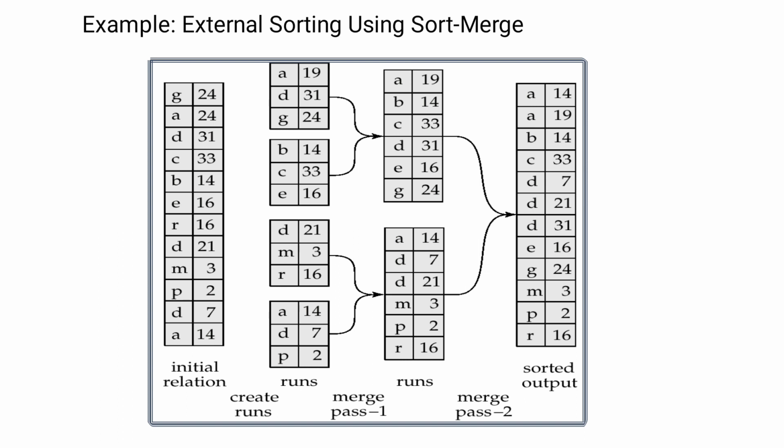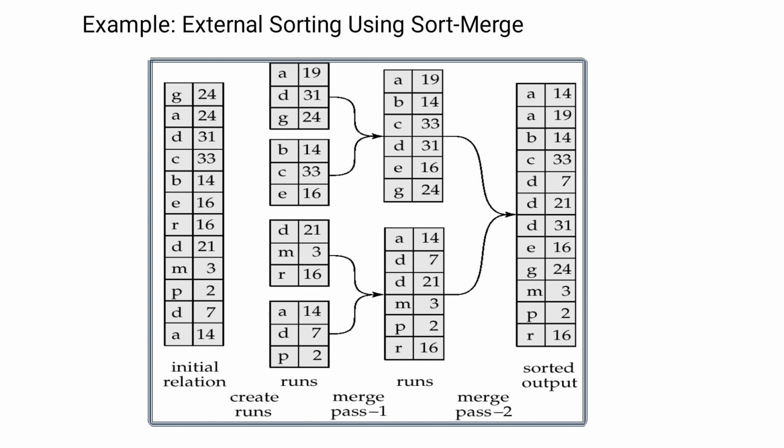This figure shows an example of external sort merge. Here, it is assumed that only one tuple fits in a block, and memory holds at most 3 page frames. During the merge stage, 2 page frames are used for input and 1 for output.